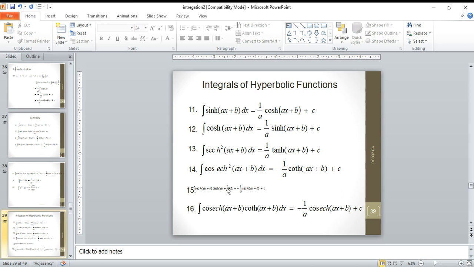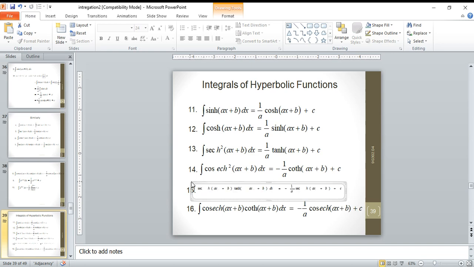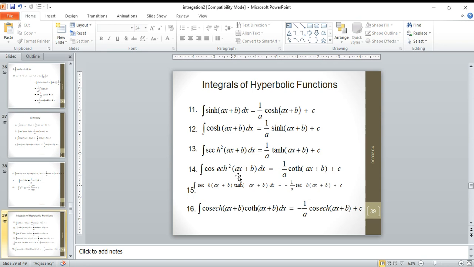I will increase this to the 15th formula. Oh, wait, it will increase. This is another format. Sorry.